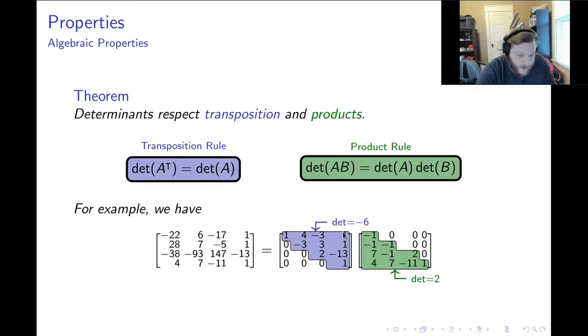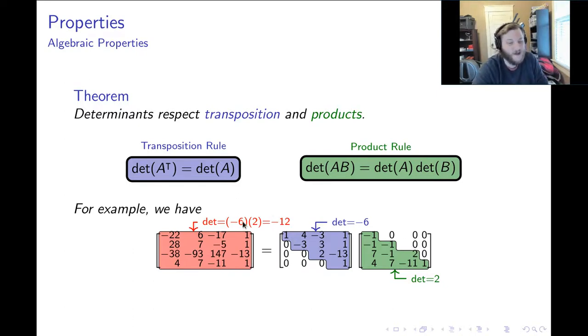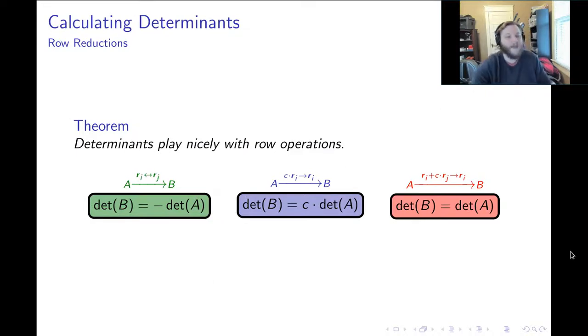Well, so here, since I can calculate these easier determinants on the right, my product rule tells me how to calculate the determinant of the matrix on the left. This complicated matrix is the product of these two simpler matrices, so the determinant of this complicated matrix is the product of the determinants of the simpler matrices. In this case, we get -6 times 2 is -12. So once again, we see this situation where we can take something complicated and break it down into easier parts. So let's see.